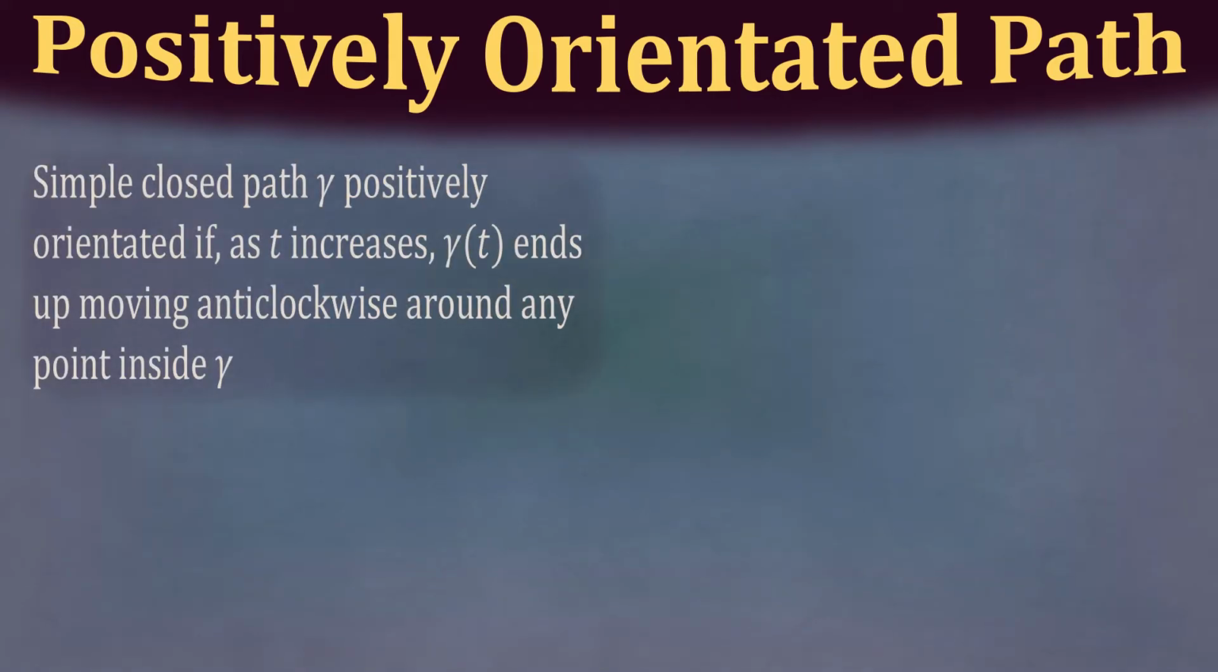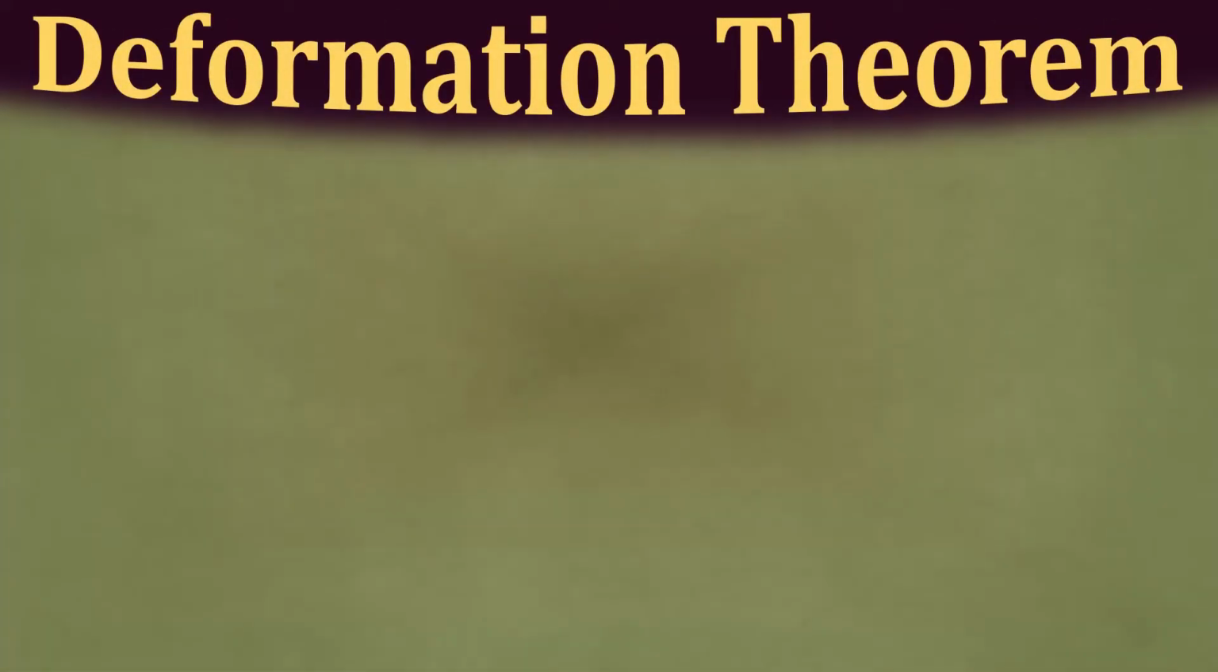Now let's define a positively oriented path. A simple closed path gamma is positively oriented if, as t increases, gamma t ends up moving anti-clockwise around any point inside gamma. Next, let's define the deformation theorem.